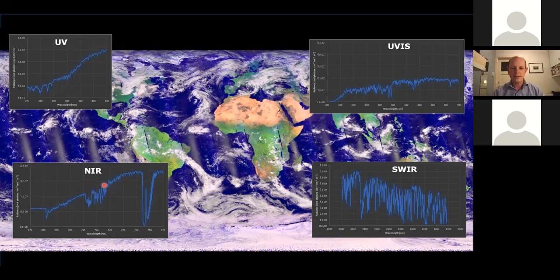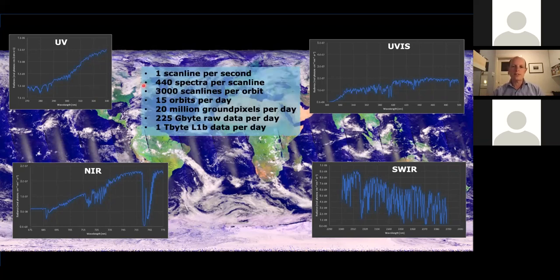And already here you can see the absorption spectra, or the absorption of gases. For example, this very deep one here. This is the oxygen A band in the near infrared, and here you can see the ozone absorption features in the UV. So we have about 1 scan line per second, and we measure about 440 spectra per scan line.